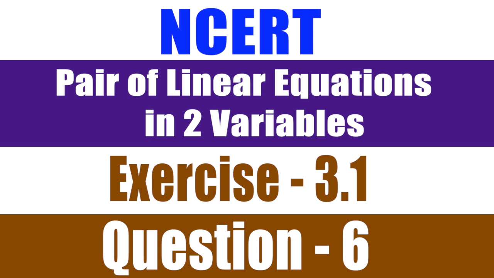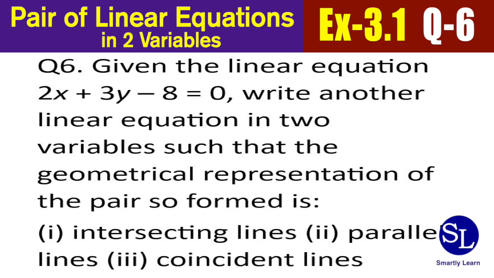In this video, we are going to see how to solve the sixth question in the exercise 3.1. Now let's look at the question. Given the linear equation 2x plus 3y minus 8 is equal to 0, write another linear equation in two variables such that the geometrical representation of the pair so formed is, they have given three subdivisions: intersecting lines, parallel lines and coinciding lines. So first let us understand the significance of the geometrical representation of two lines.